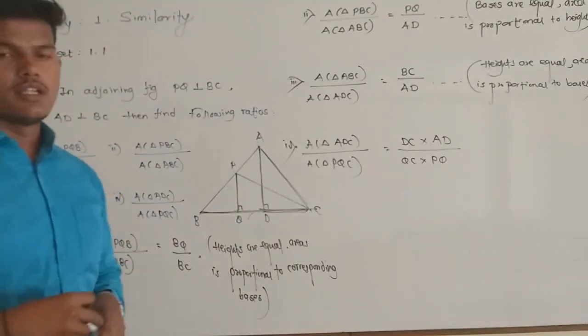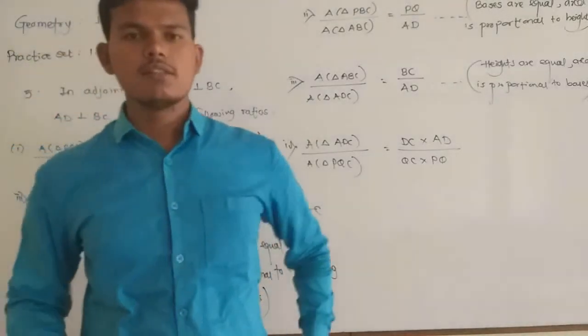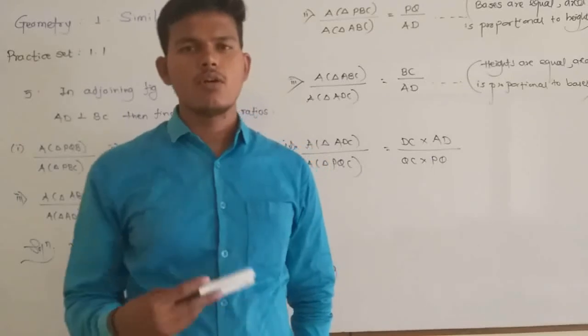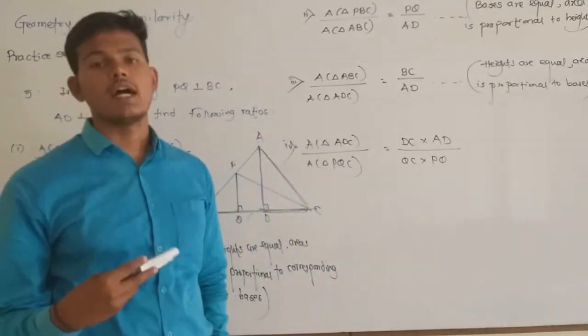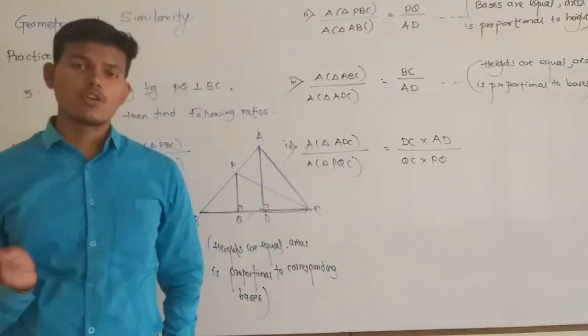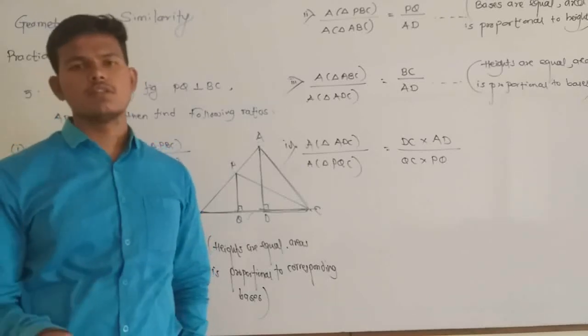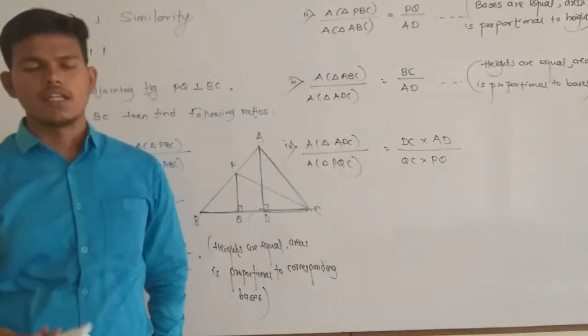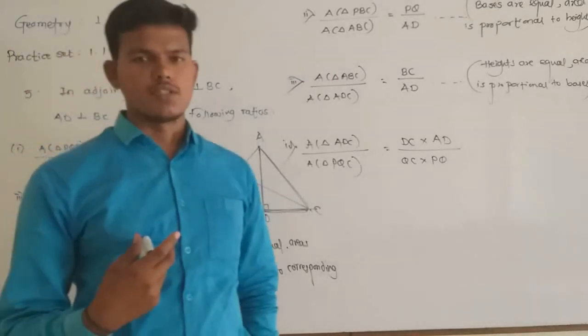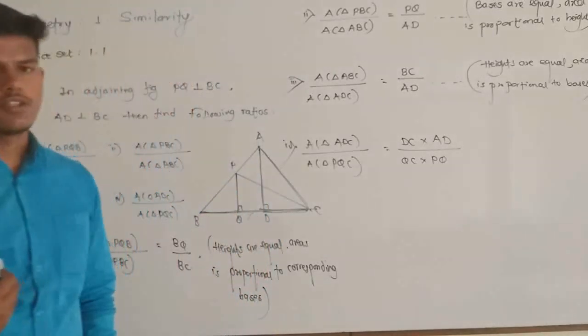And last one, that is case number 3rd, if two or more triangles sharing one common vertex, then two triangles having their heights are equal. If vertex is common then heights are equal, and if heights are equal then area is proportional to their bases. This is all about ratios of areas of triangles.